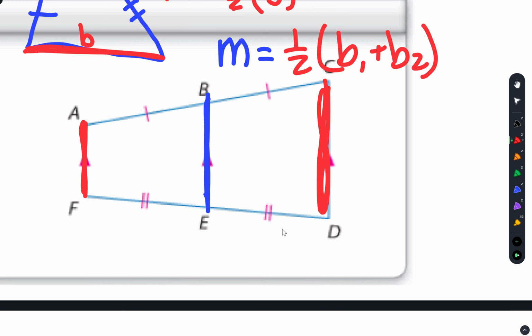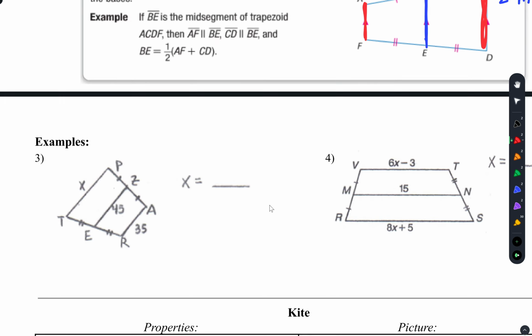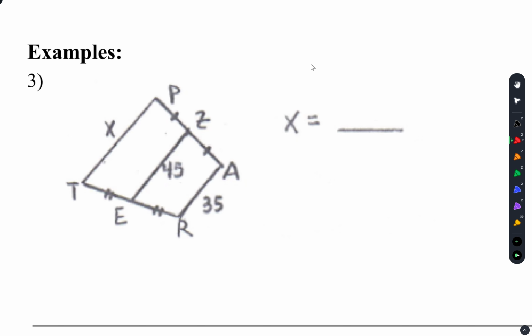So instead of just having one base, I can do half of it. I have to add together both of the bases. I don't like doing 1/2 times anything. So if it makes more sense to you to not have to multiply things by 1/2, then you can do 2 times the midsegment equals base 1 plus base 2. That way we don't have to divide anything by 2. Good? Any questions there? All right. Let's take a look at our 2 examples on the next page then.